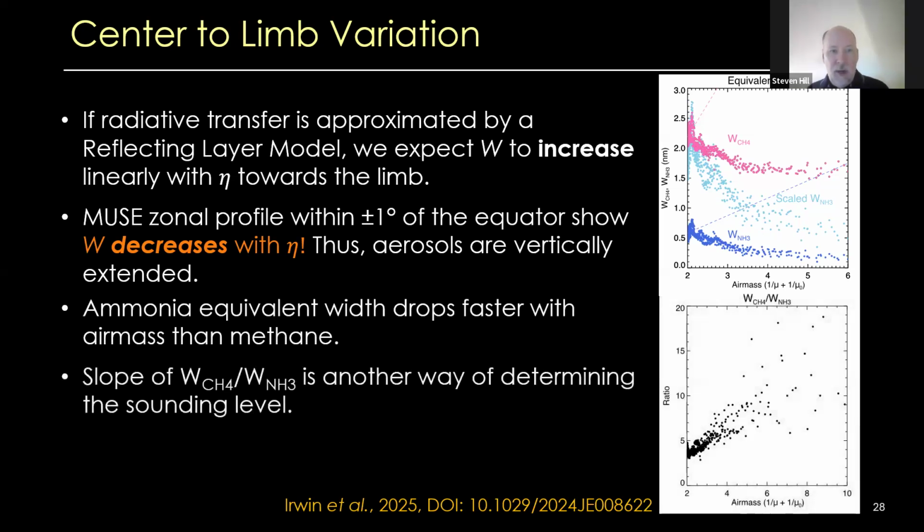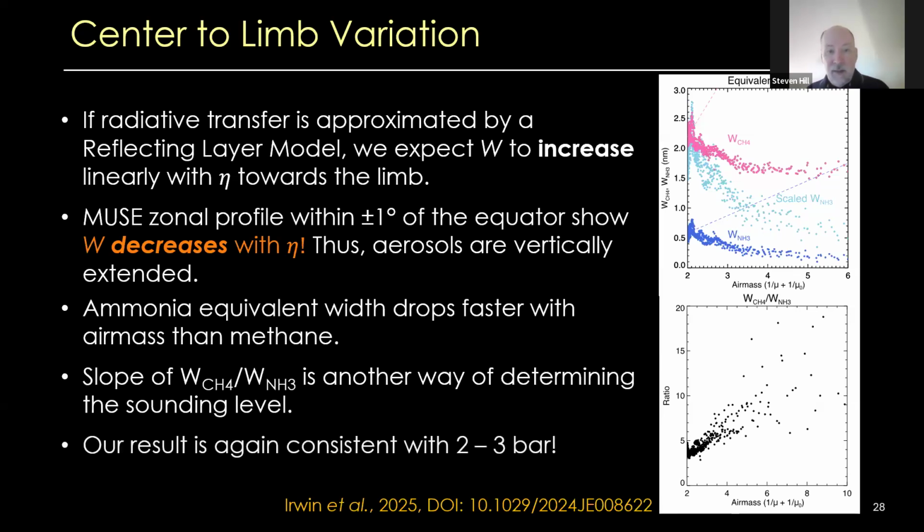You can plot the ratio of the equivalent widths, and you find that they are somewhat linear there. And the slope of this ratio of equivalent widths is another way of determining the sounding level. And our result is again consistent with 2 to 3 bar. So we're building up the evidence here, making the case that the main clouds reflecting on Jupiter are in fact deeper than we expect ammonia ice clouds to be.